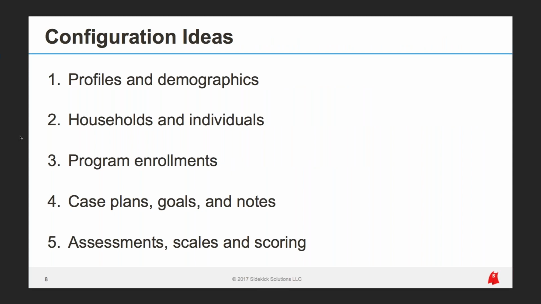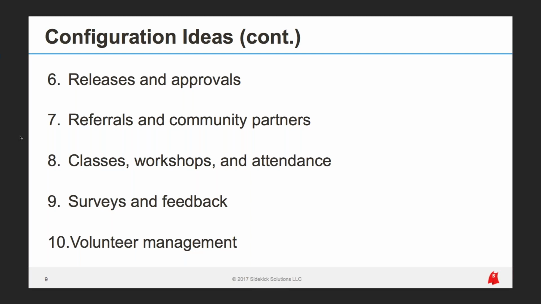So to help you get started, we're going to cover 10 ways you can configure your Apricot database. This might be to operate programs, deliver services, engage with constituents, and generate reports. So the 10 are profiles and demographics, households and individuals, program enrollments, case plans, goals and notes, assessment scales and scoring, releases and approvals, referrals, classes and attendance, surveys, and then we're going to conclude with volunteer management.